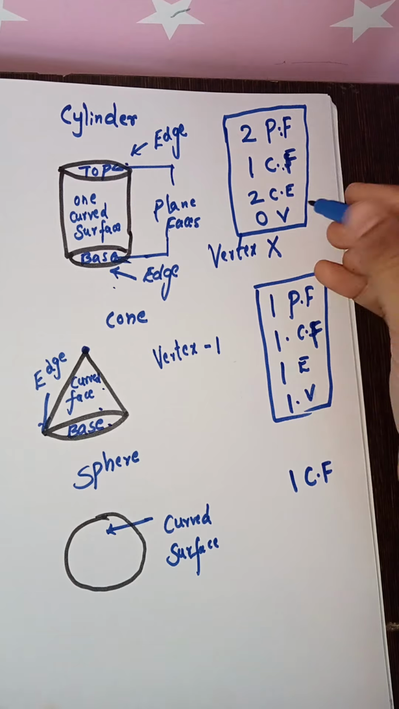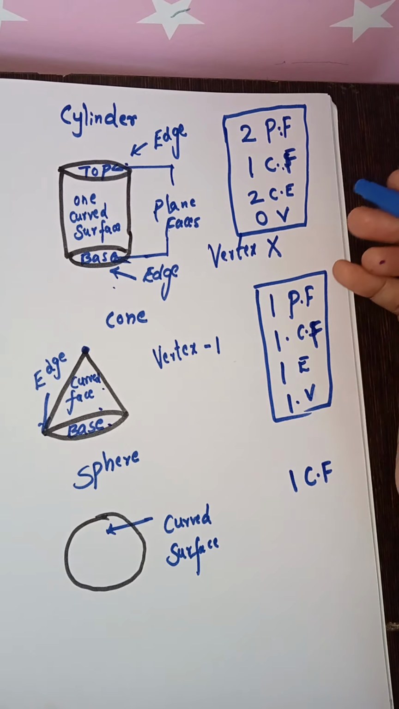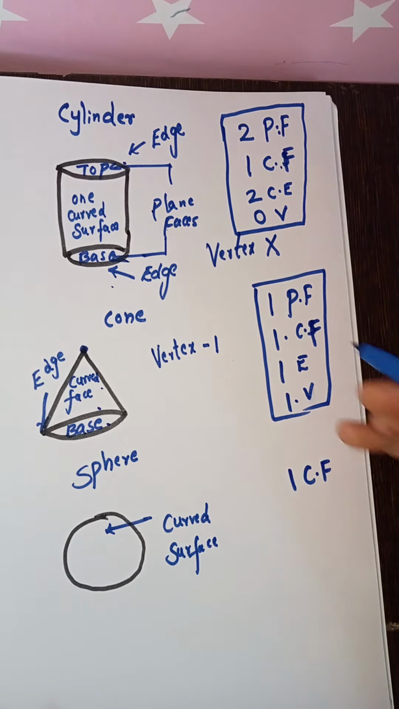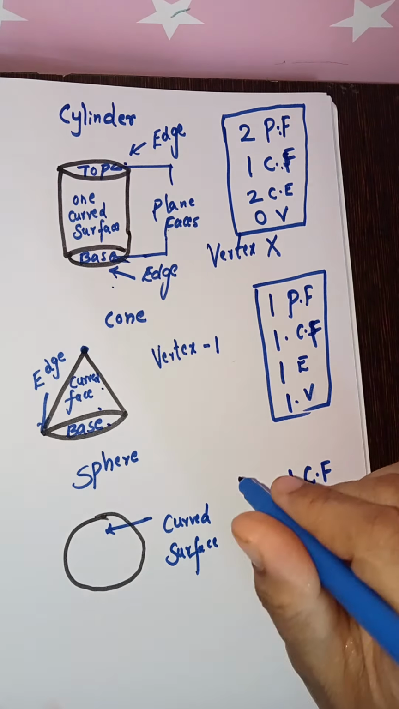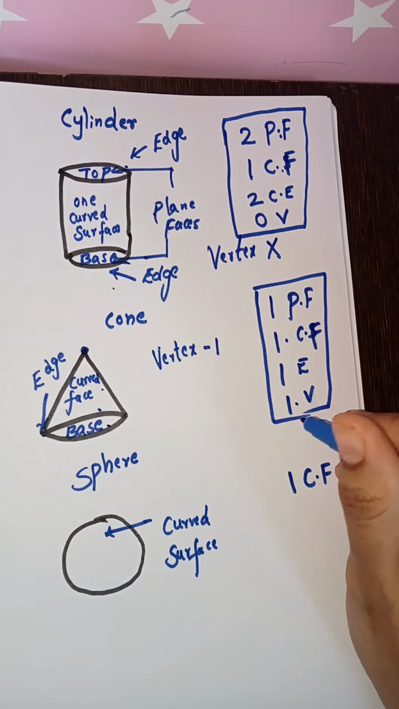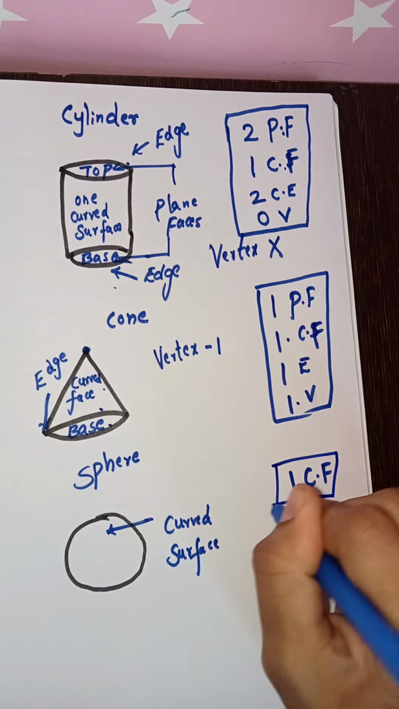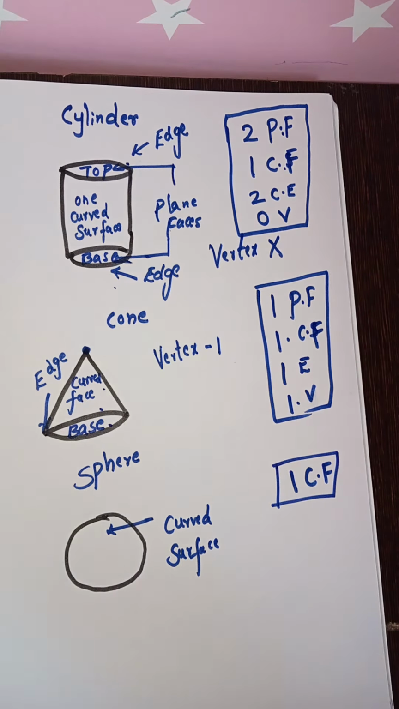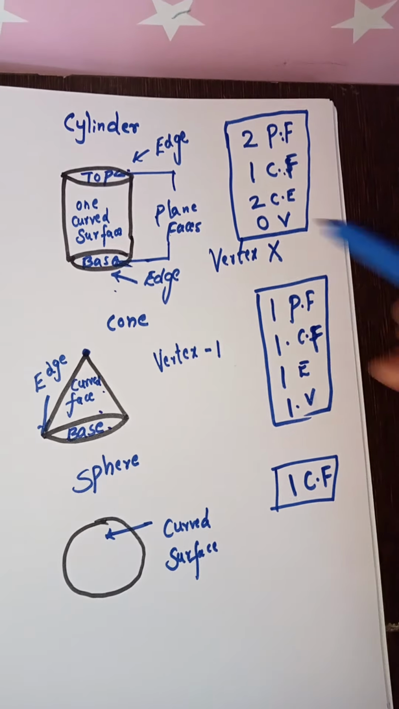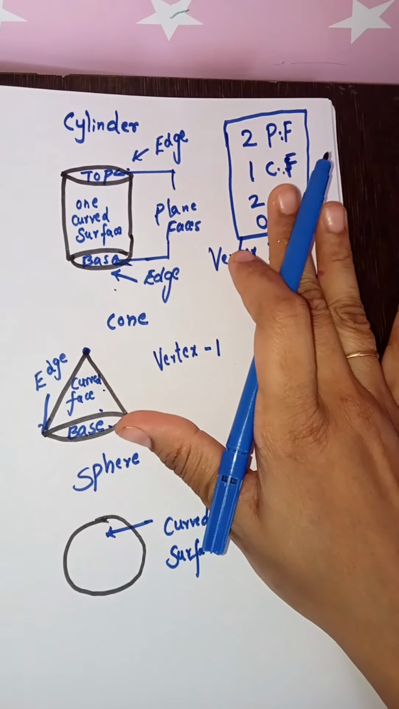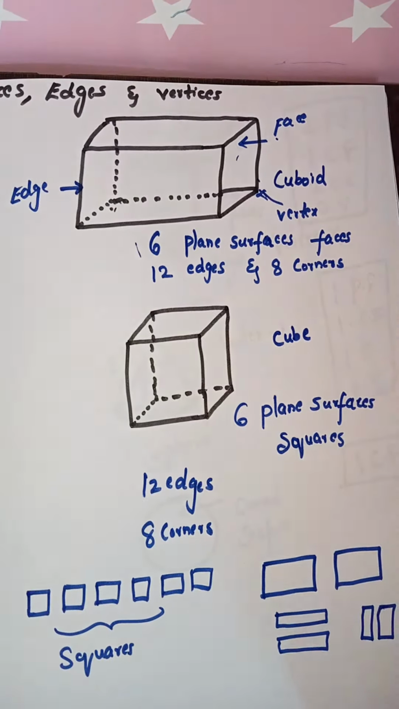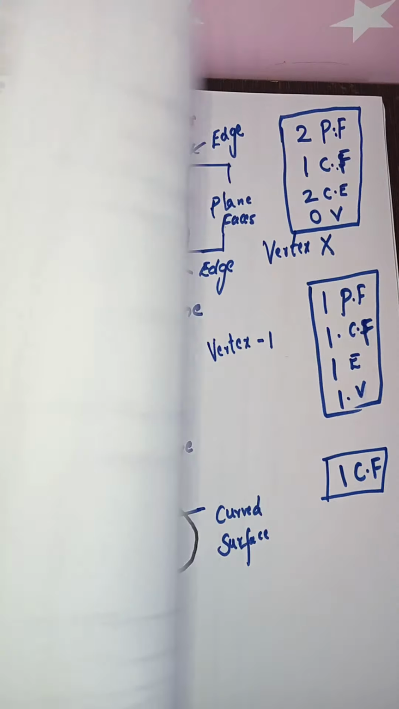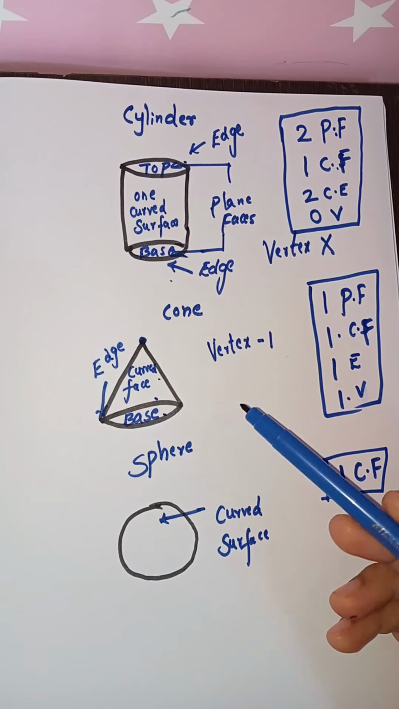The same here, CE means curved edges. Here also the same, one edge. But here you don't have any edges, any plane faces or any vertices. You have only one curved face, curved surface. So this is totally about 3D and 2D shapes. These are the 3D shapes which I discussed regarding their faces, edges and vertices: cuboid, cube, cylinder, sphere and cone.